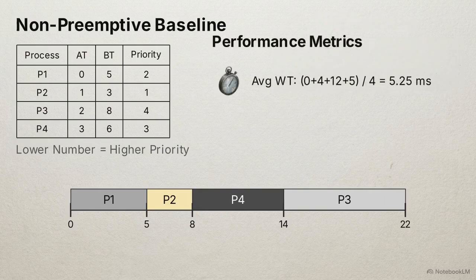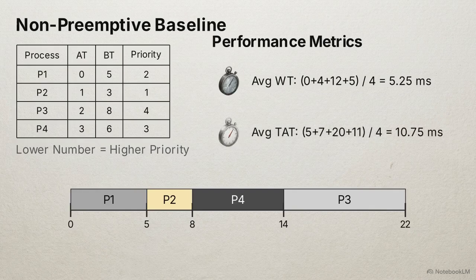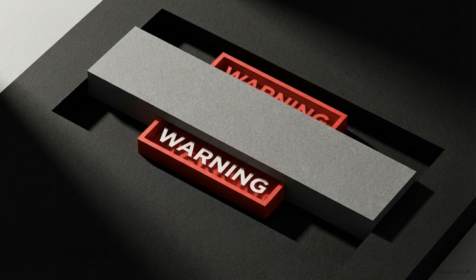Averaging the specific latency of all 4 tasks, this model produces an average waiting time of 5.25 milliseconds and an average turnaround time of 10.75. The non-preemptive model guarantees safe, orderly task completion. However, its mathematical rigidity causes it to ignore urgent alerts, sacrificing critical system responsiveness for stability.